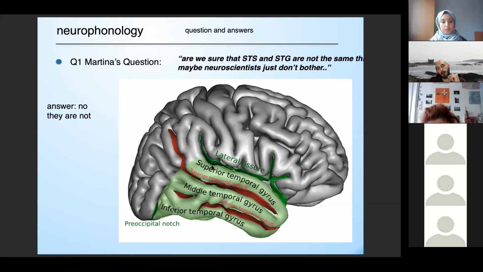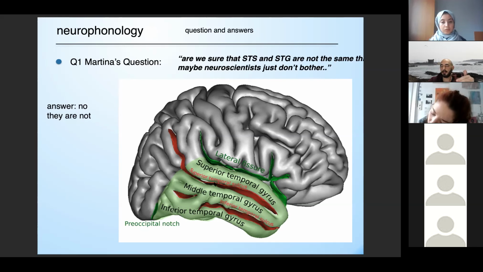It goes from here to here, and your Wernicke's area would be this. So a little bit of the superior marginal gyrus and a little bit of your superior temporal gyrus. Sorry, this is this probably, yeah. And this is your superior temporal sulcus. So the red area is the sulcus, and the green area is the gyrus. Okay.